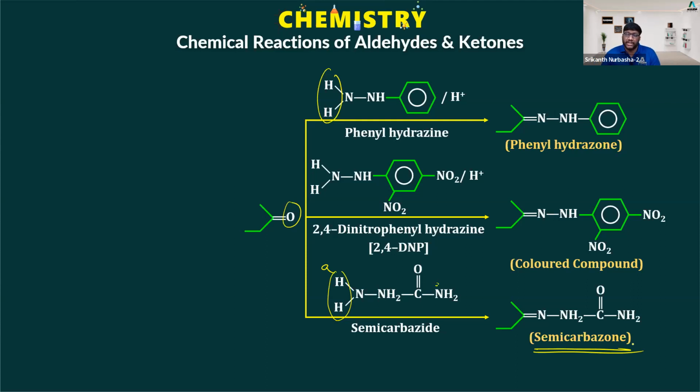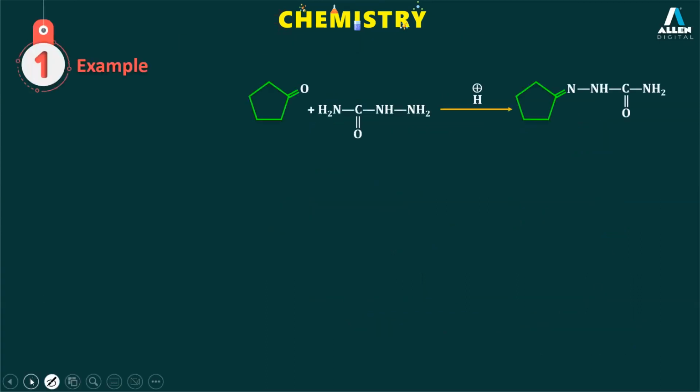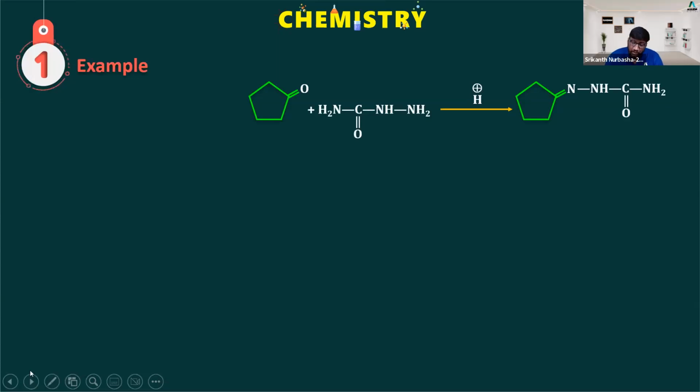Is everything clear, students, so far? Yes, sir. Look at the example. The oxygen and 2 hydrogens are going to be lost. You will be generating this 5-member ring, C double bond N, NH, C double bond NH2. That's what happened. So directly that is the product.